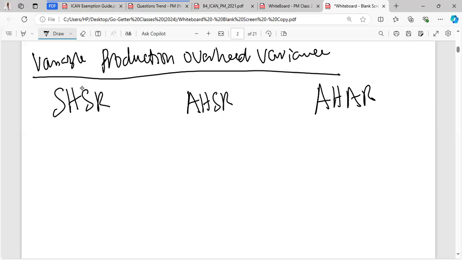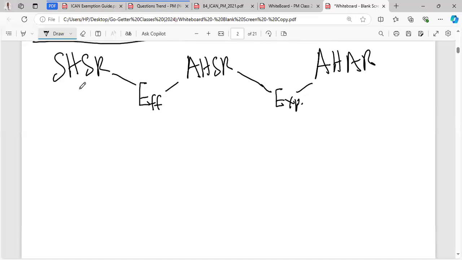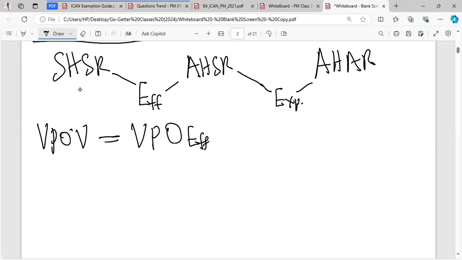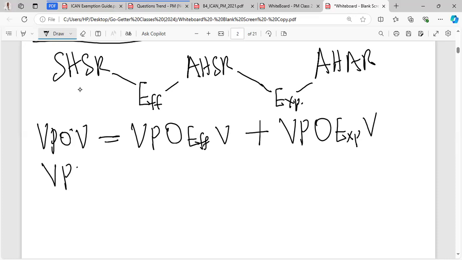So what do we do? Here in labor, we had efficiency. So in the same case, we still have efficiency. Now here in direct labor, we had rate. So here it changes to expenditure. So what it means here is variable production overhead variance is equal to variable production overhead efficiency variance plus variable production overhead expenditure variance.